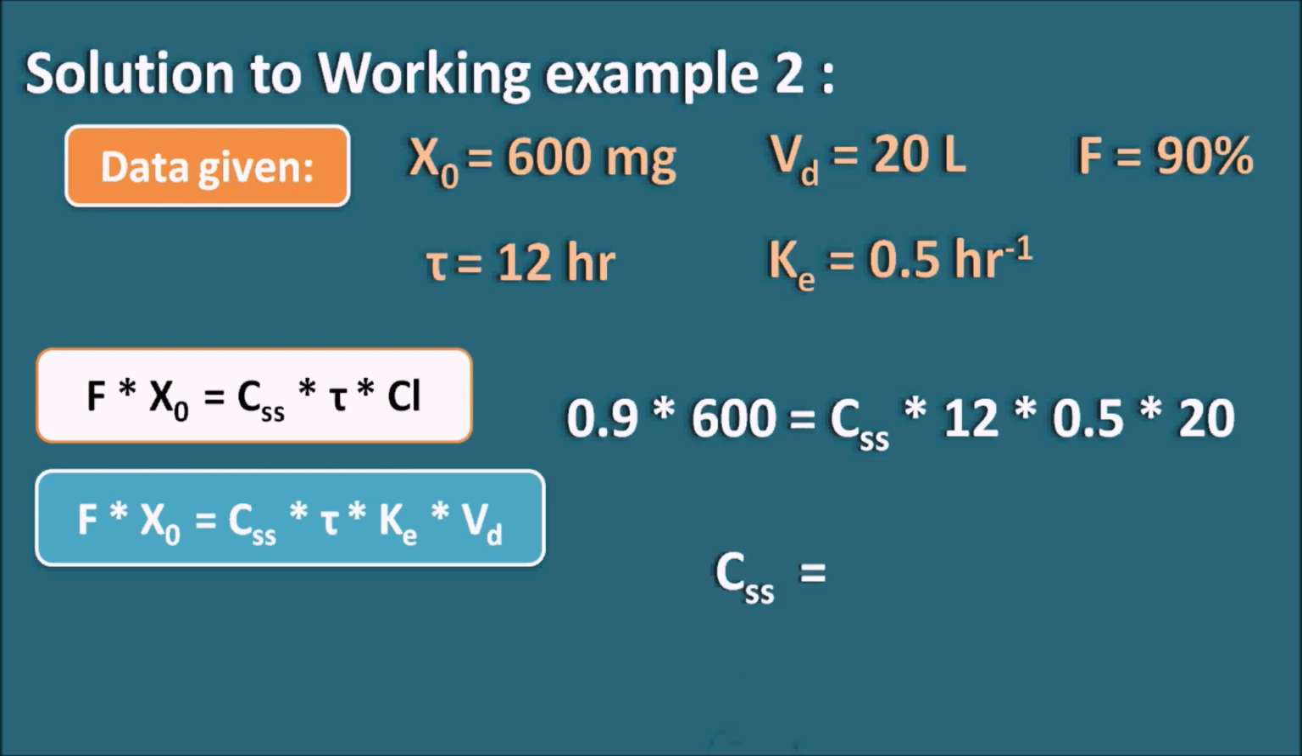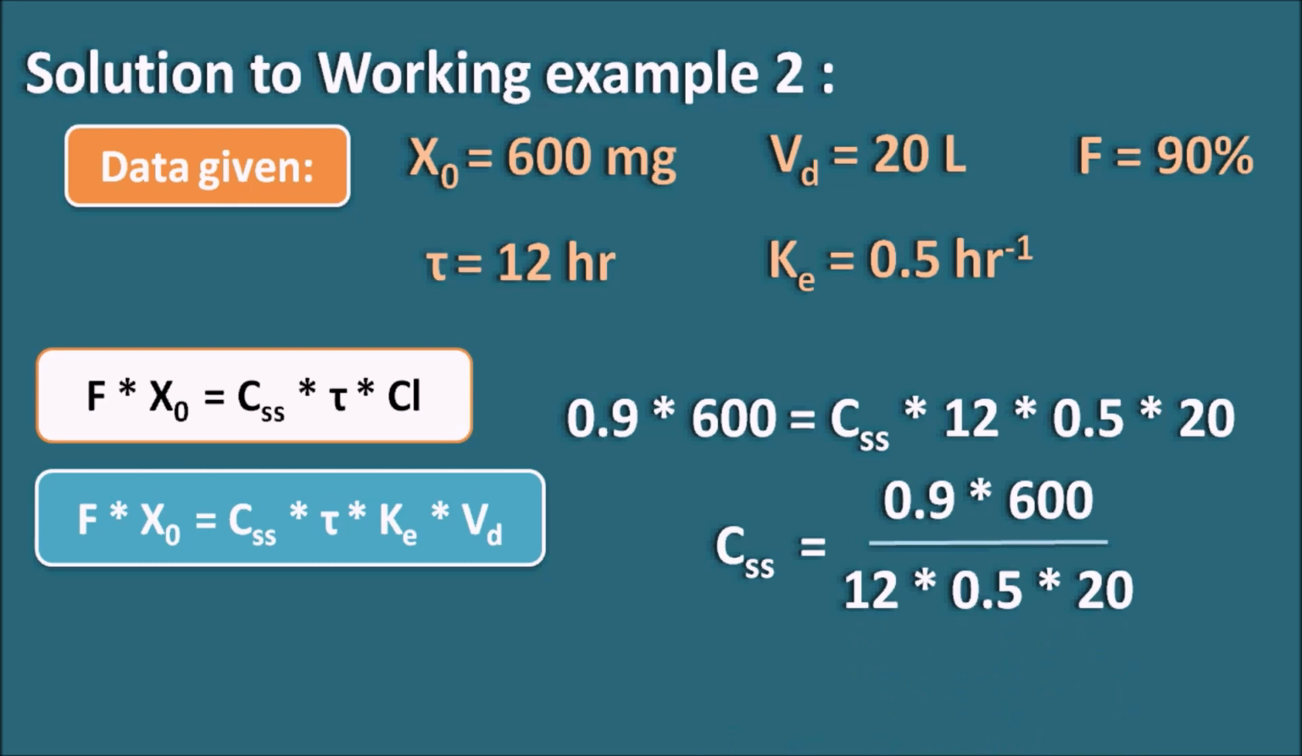So in other words, CSS is equal to 0.9 into 600 by 12 into 0.5 into 20. By solving this, we will get the CSS is equal to 4.5 mg per liter. So for this drug, we can achieve a 4.5 mg per liter of the steady state concentration when 600 mg of the drug is given for every 12 hours. And here you can see that the drug is not completely absorbed, only 90% of the drug is going to be absorbed.